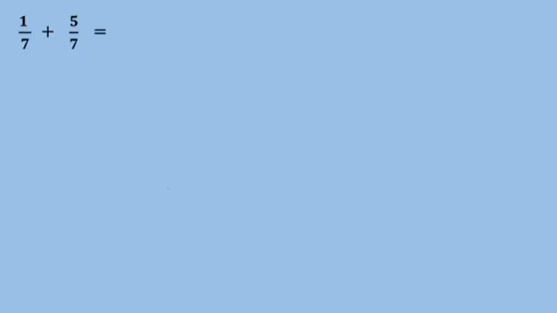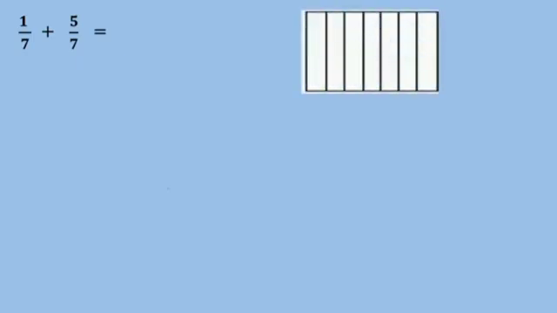So 1 over 7 plus 5 over 7 is equal to, what do we have to do in this case? We have to add the two numerators and keep the same denominator. So 1 plus 5 is equal to 6 over 7.